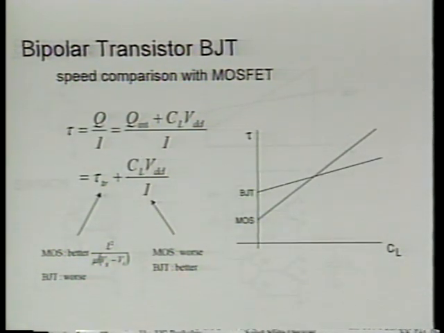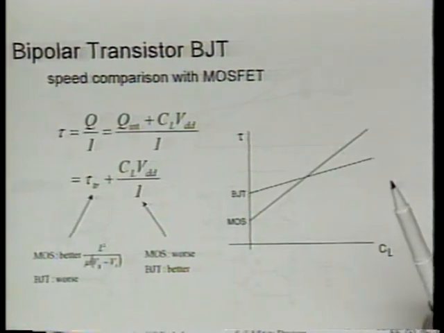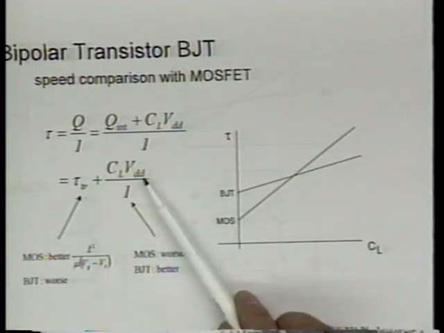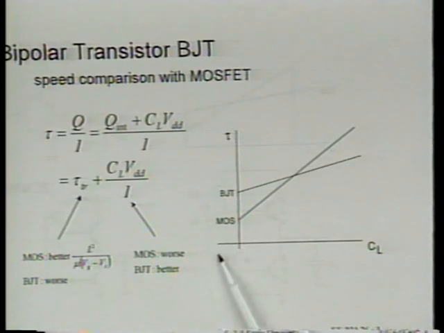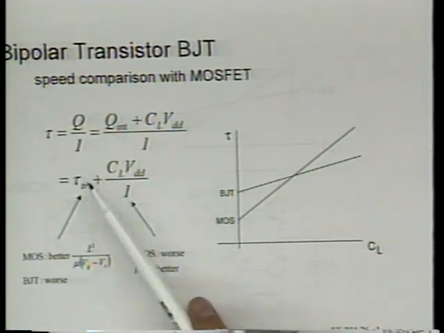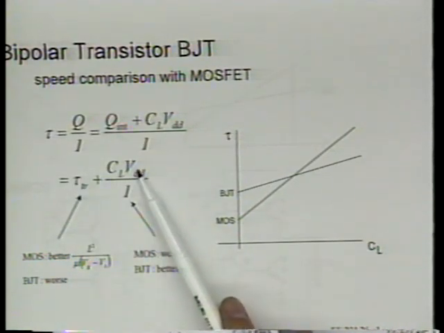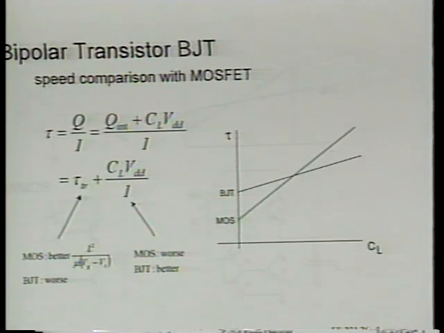Okay, so next, with these two separate terms, we can make a plot: tau versus load capacitance. Clearly, tau is a linear function of load capacitance, right? The slope will be equal to VDD over I. Is that right? Let's assume VDD is fixed. The slope basically will be related to I in a tau versus C plot. Is that right? Okay. Well, this is a typical picture between MOS and BJT.